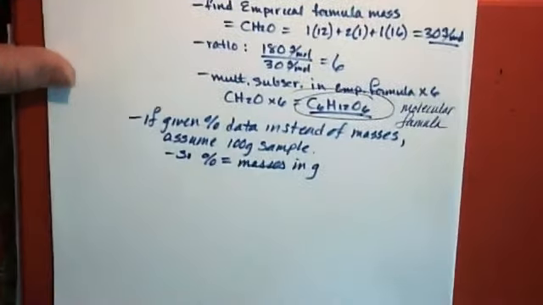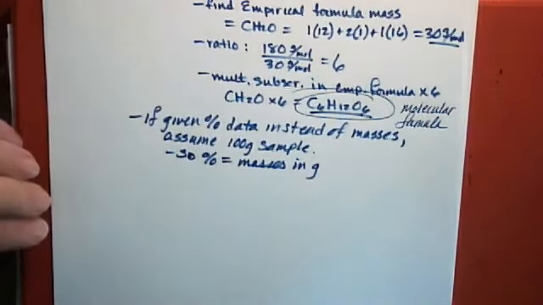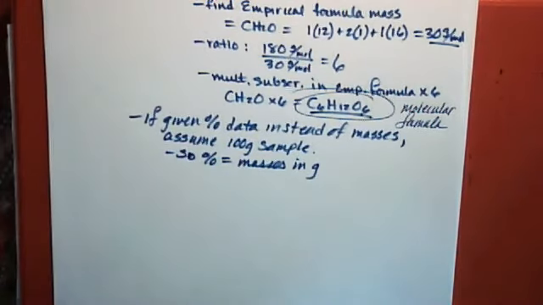So again, if you're given percentage data instead of masses, just assume that you have 100 grams of the sample, and then the percentages immediately become grams, and then proceed as above.